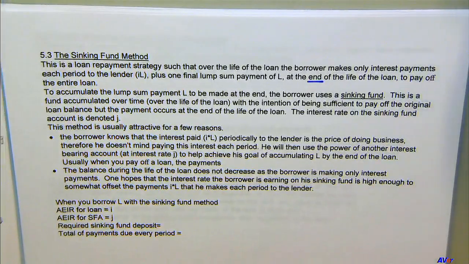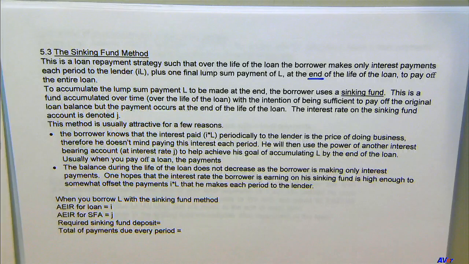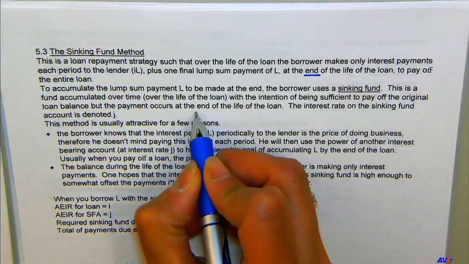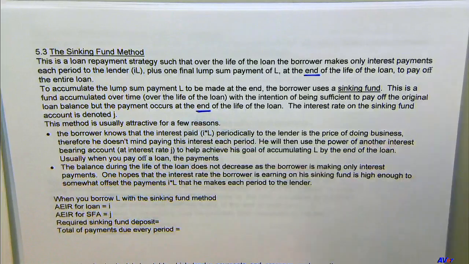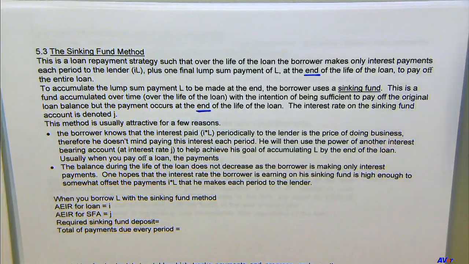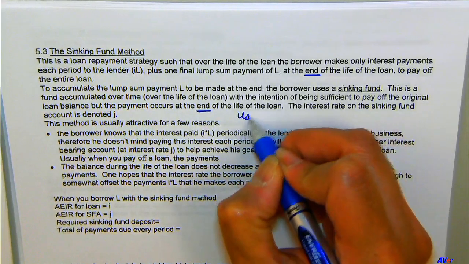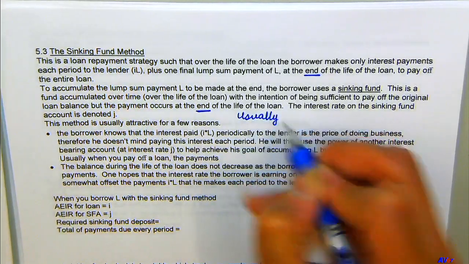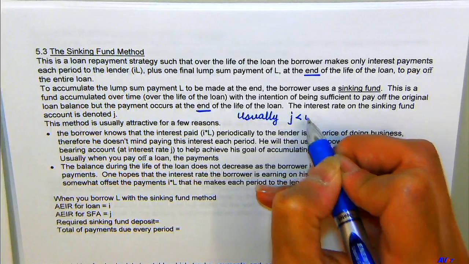To accumulate the lump sum payment L to be made at the end, the borrower uses a sinking fund. This is a fund accumulated over time with the intention of being sufficient to pay off the original loan balance, but the payment occurs at the end of the life of the loan. The interest rate on the sinking fund account is denoted J. So usually, J is less than I.